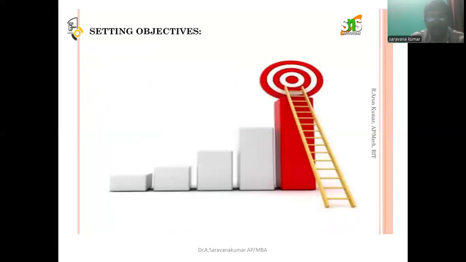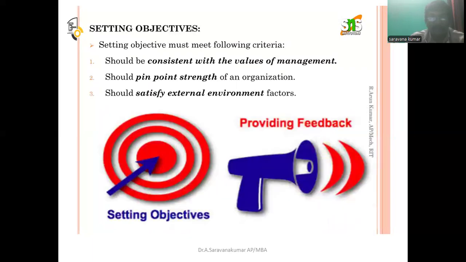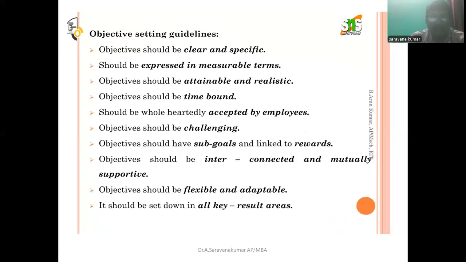So setting objectives. Setting objectives must meet the following criteria. Should be consistent with the values of management. Should pinpoint the strengths of an organization. Should satisfy external environment factors. So there are two things: setting objectives and also providing feedback. So these are the objective setting guidelines.